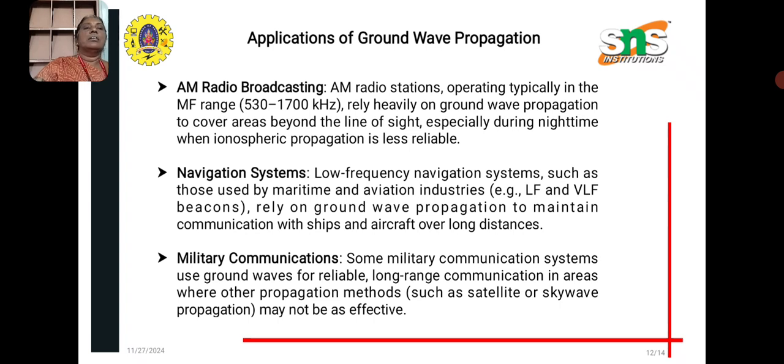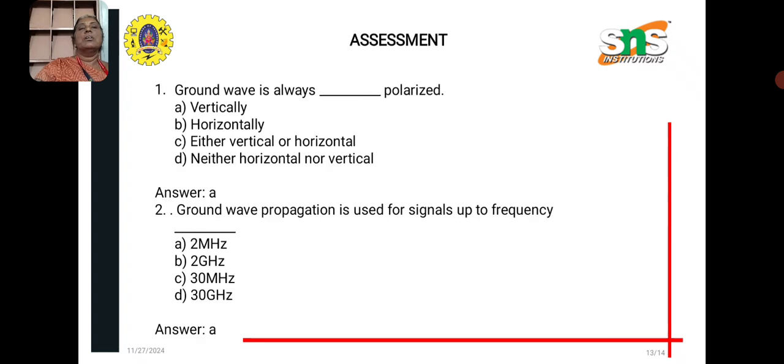Another set is the applications. AM radio broadcasting, and it is useful for radio signal propagation and navigation systems, such as low frequency navigation systems used by the maritime and aviation industries. Military communication is also a use. Some military communication systems use ground waves for reliable long range communication in areas where other propagation methods may not be effective, either satellite or sky wave propagation.